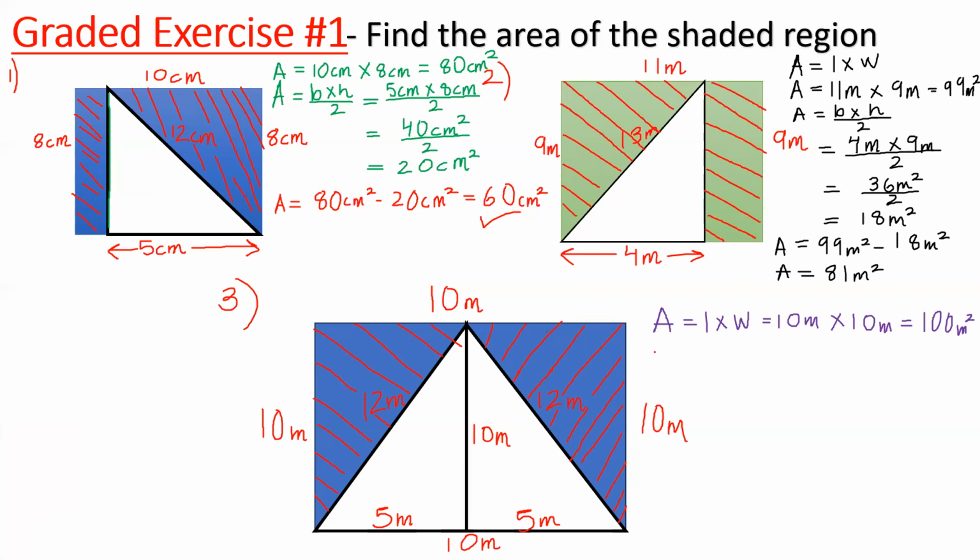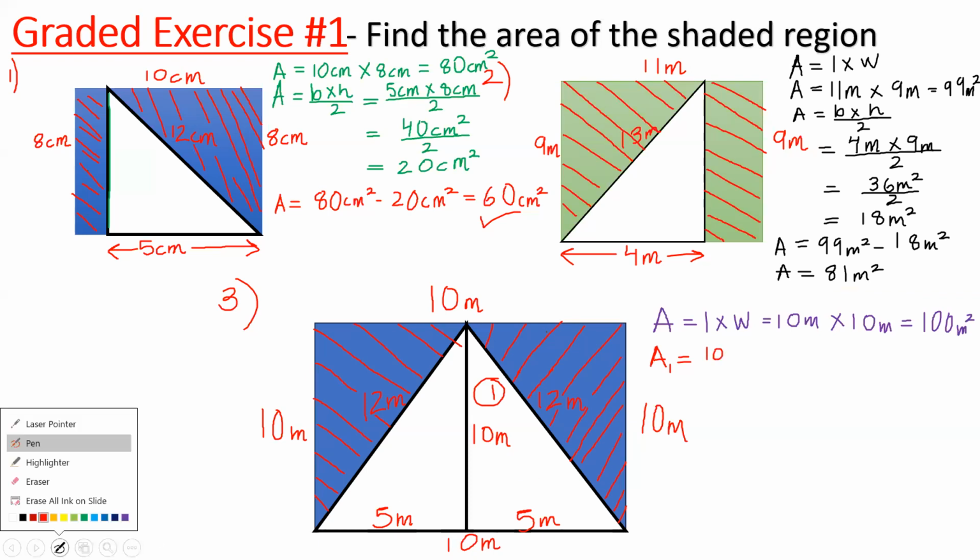Now let's figure out the area of, I'm going to call it A1, because we're going to look at this triangle. All right. So what's the area of that triangle? We have what? Base times height, which is what? 10 meters. No, the base is 5, isn't it?